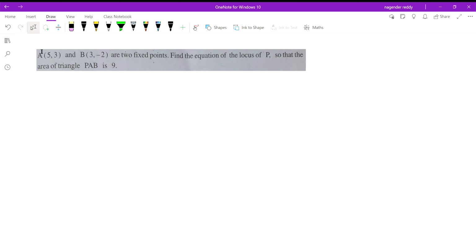The third type is nothing but A is given, B is given, and our two fixed points. Assume that this is the y-axis and the x-axis. Assume A is 5, 3, just a random value, and B is 3 comma minus 2. It's not exact, I'm just taking a random value. Now we have to take P such that the area will be 9. Point P will be either on this side or this side, whatever it may be. You can take any side, so I'm taking it here for P.